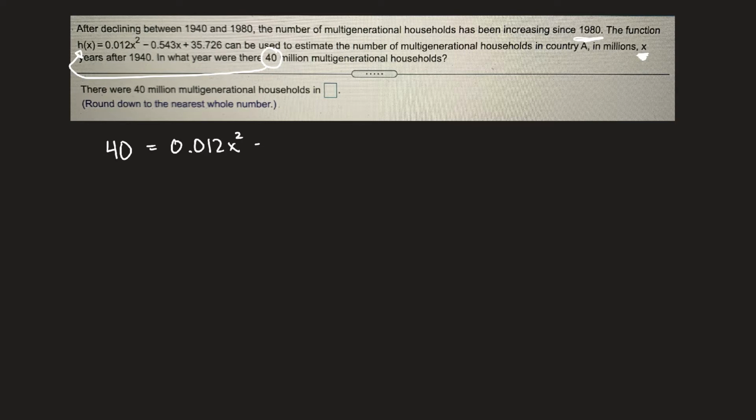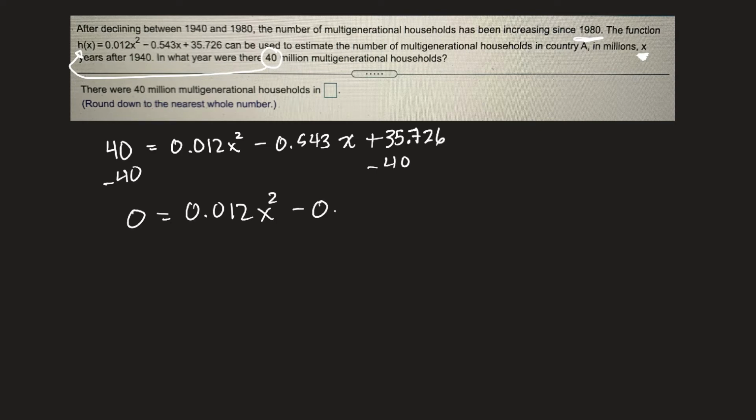0.012x squared minus 0.543x plus 35.726. Okay, I have to make it equal to 0, so let's subtract 40 on each side. So I get 0 is equal to 0.012x squared minus 0.543x minus 4.274, I think. Hopefully. So that's a quadratic.